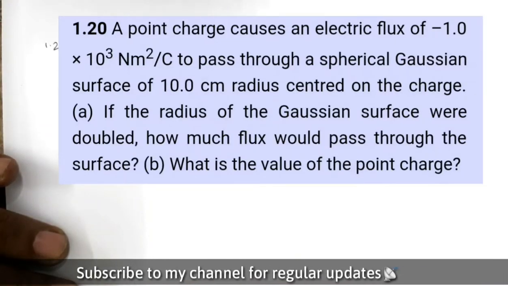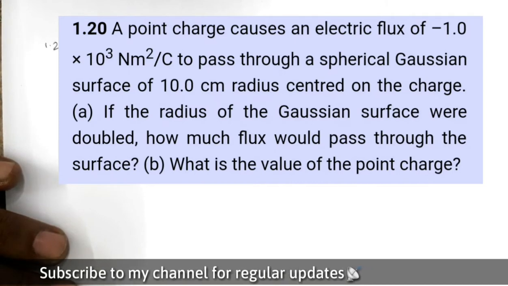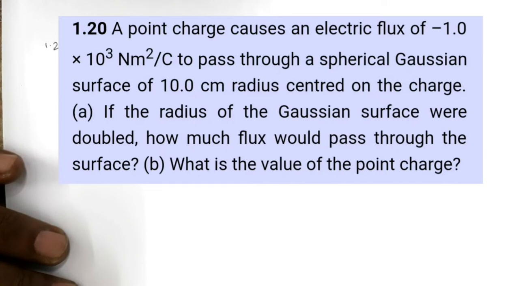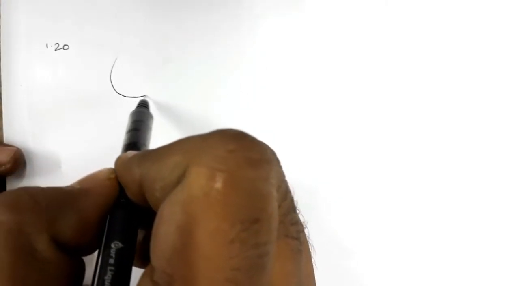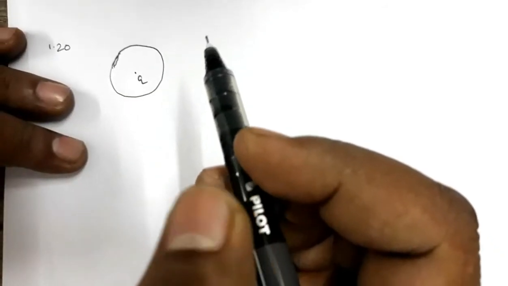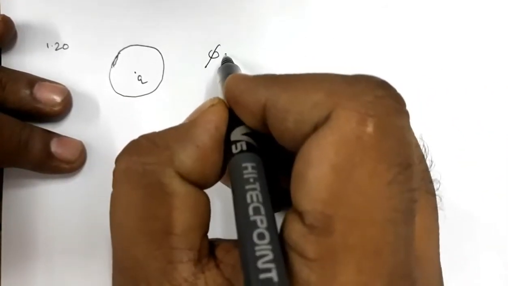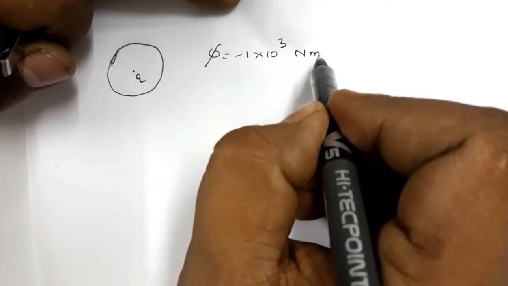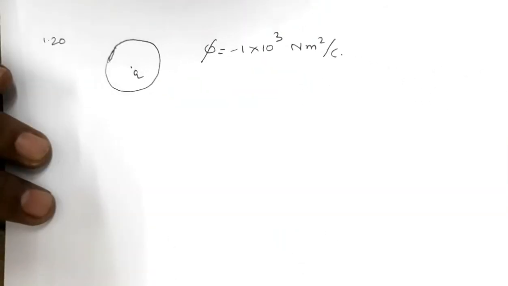So in question number 1.20, we have a point charge that causes an electric flux of minus 1 into 10 power 3 Newton meter square per coulomb to pass through a spherical Gaussian surface of 10 centimeter radius centered on the charge. If the radius of the Gaussian surface were doubled, how much flux would pass through the surface? Okay, so this is the spherical Gaussian surface, and this is the charge at the center. The flux is minus 1 into 10 power 3 Newton meter square per coulomb.